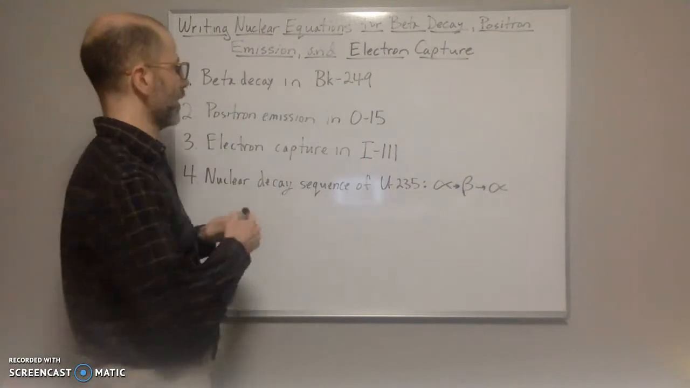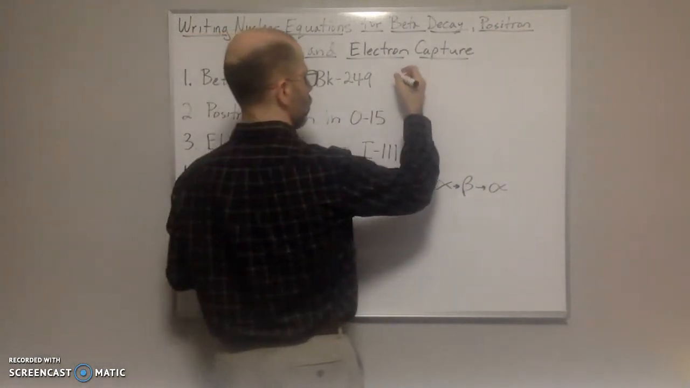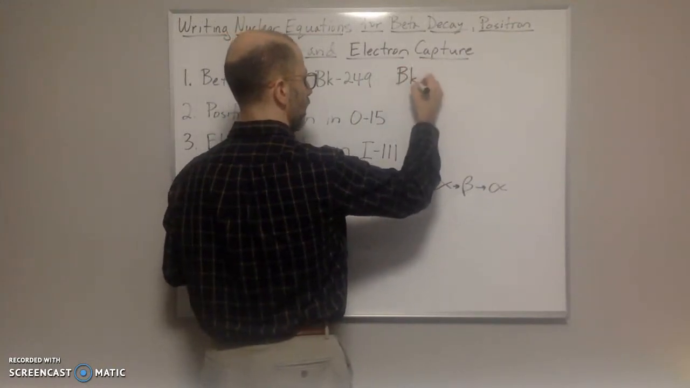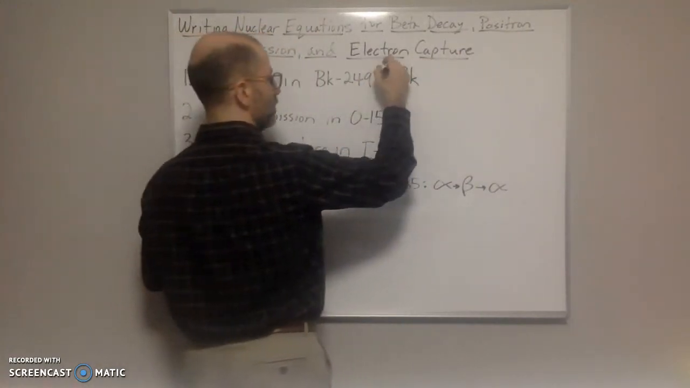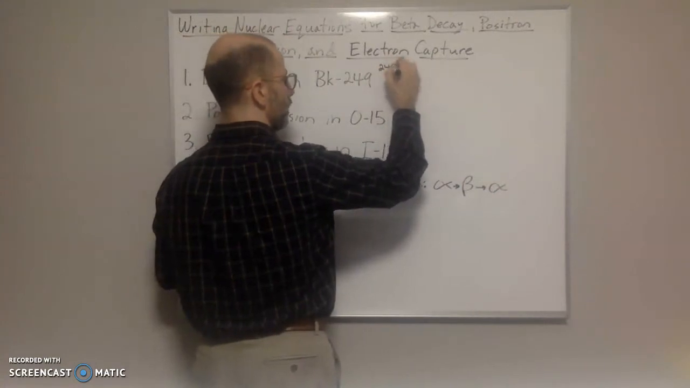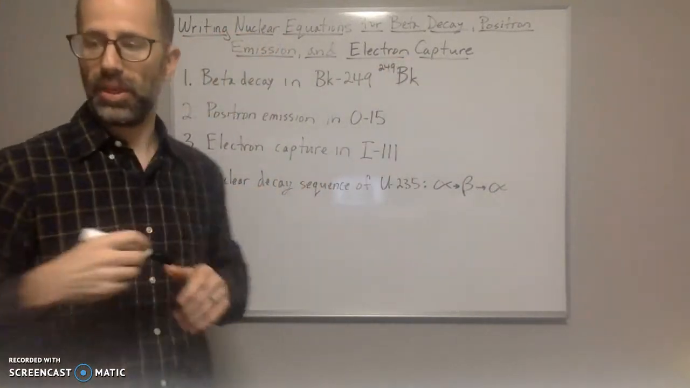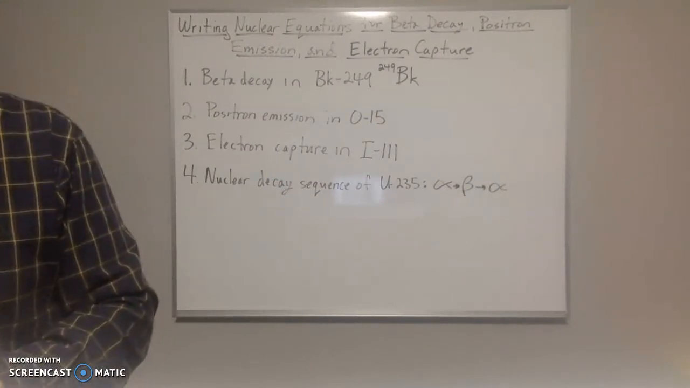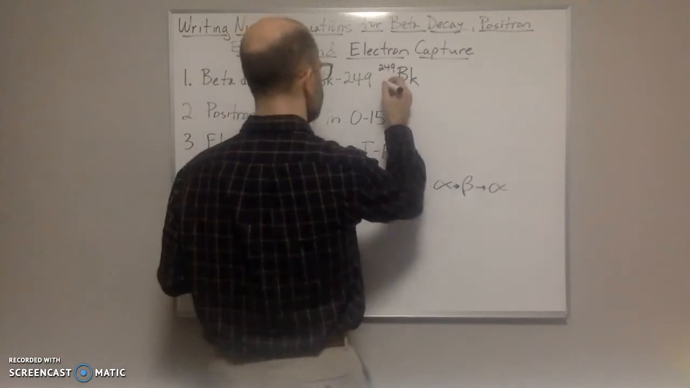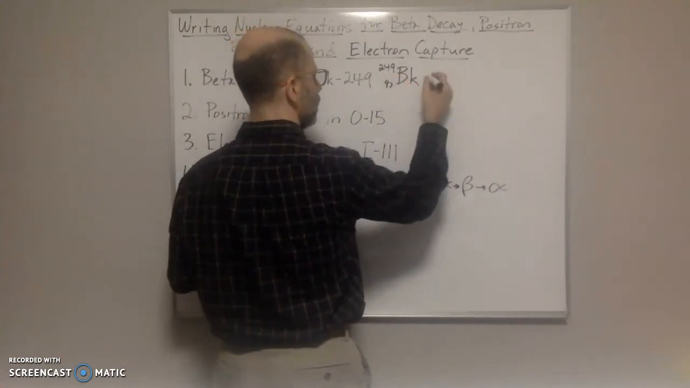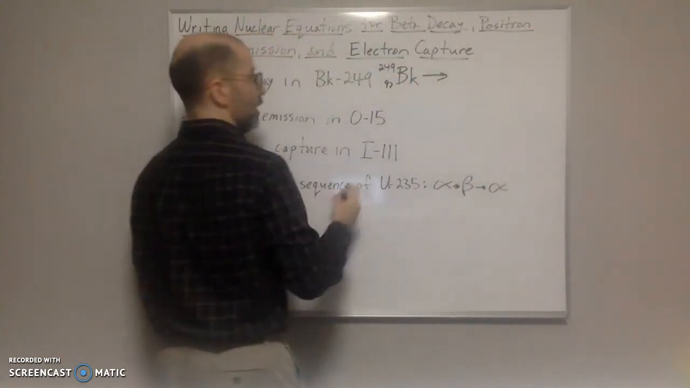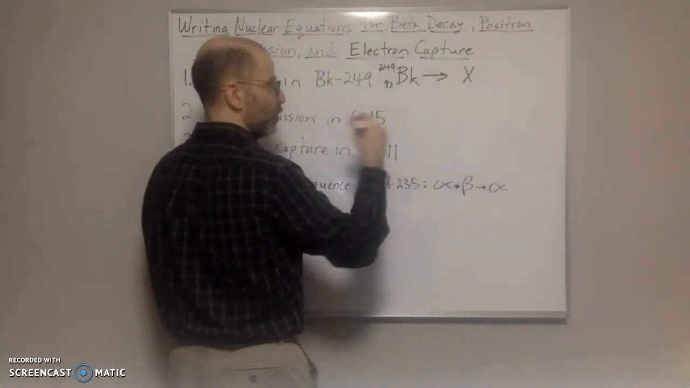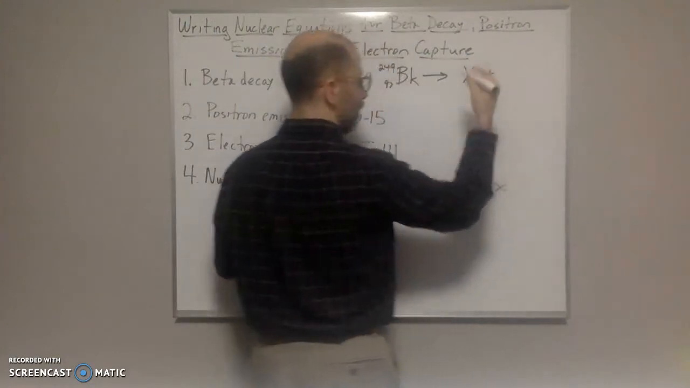So we have Bk-249. You're going to start with the symbol Bk. 249 is the mass number, that's going to be on top. And then you look up the atomic number, that's going to be 97, so 97 is on the bottom. And so this is going to decay into some X, some element we don't know, plus an electron.